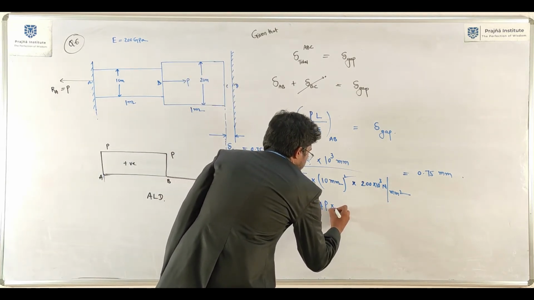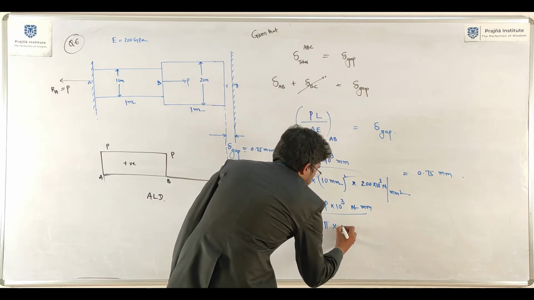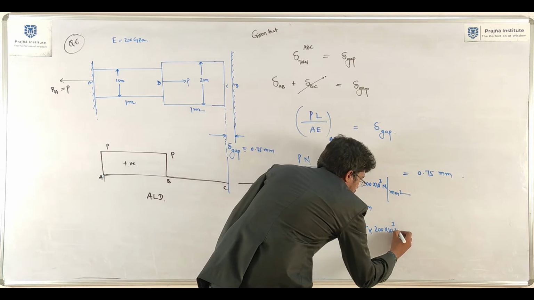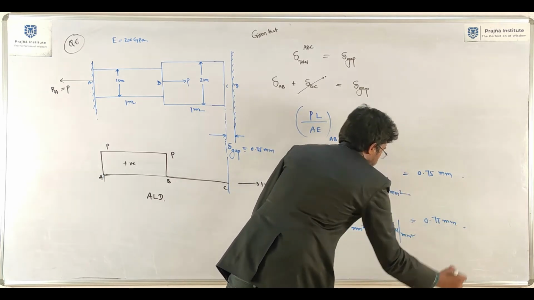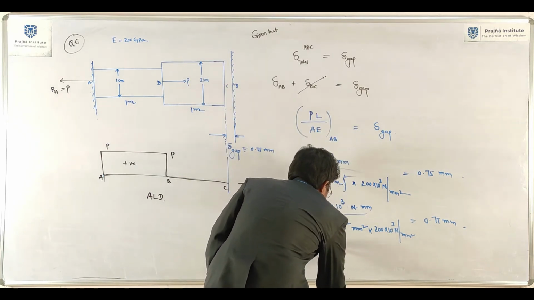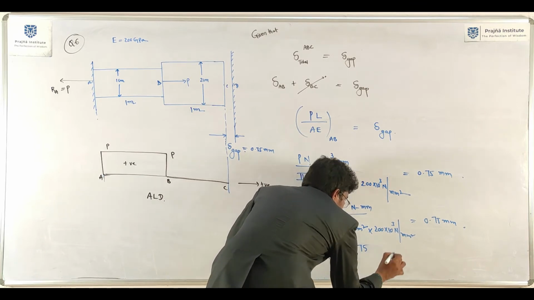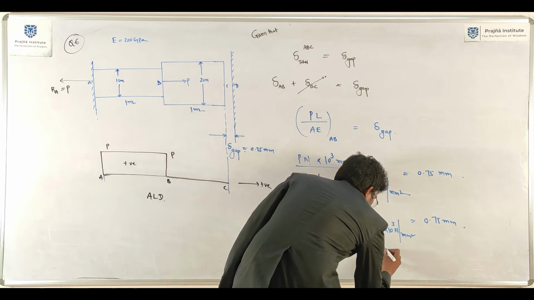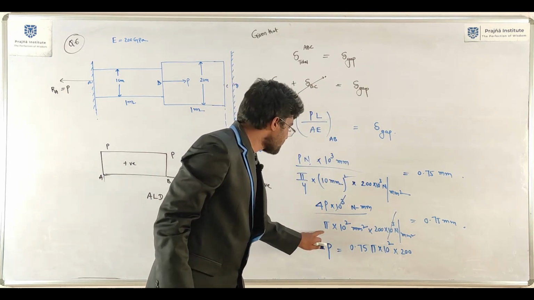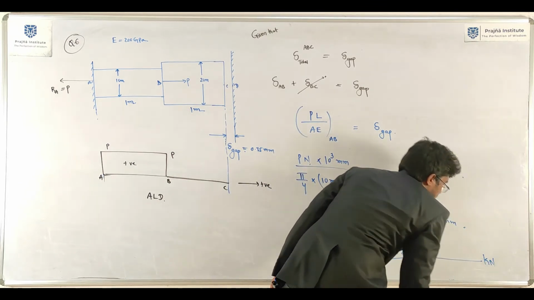So 4P into 10 cube mm by, finally, pi into 10 square mm square into 200 into 10 cube newton per mm square equals 0.75 mm. Mm square gets cancelled out, newton gets cancelled out. Finally, we'll get everything in terms of mm. 10 cube gets cancelled out. Here, P is equivalent to 0.75 pi into 10 square into 200 by 4. So what is the value in terms of kilonewton? Tell me, how much is this?